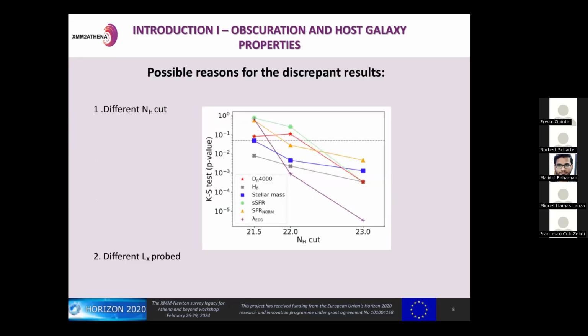Now, in that paper, we suggested two possible reasons for why there are these discrepant results among the various studies. We suggest that perhaps one reason is the different NH threshold that is used for the classification. In this plot, the x-axis is the p-value from Kolmogorov-Smirnov tests, and the y-axis is the NH cut that has been used for the classification. For all the differences that we found for the various parameters, we see that the p-value increases, so the statistical significance becomes smaller as we lower the NH threshold.